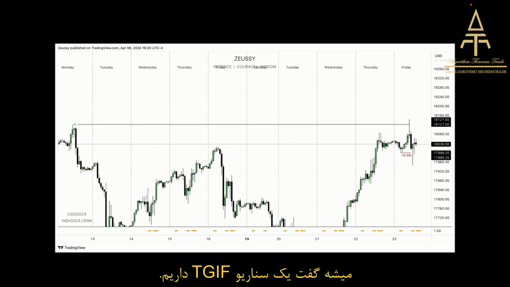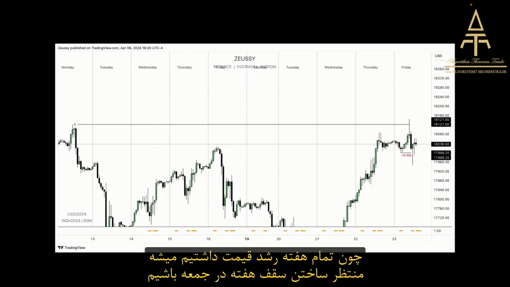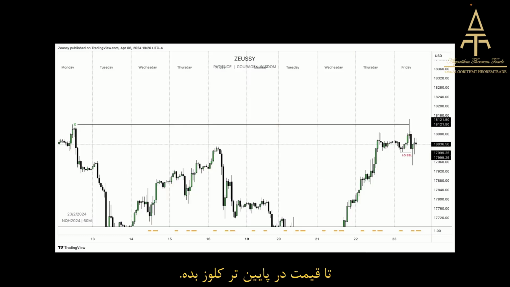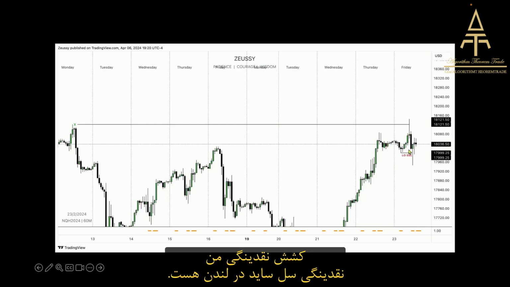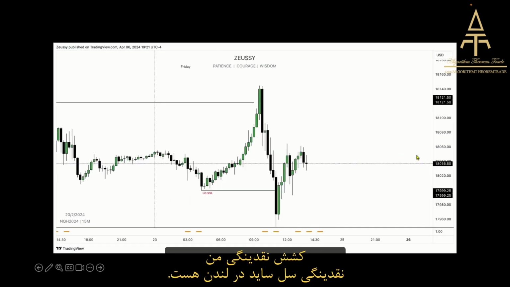Why would this occur? Because this was a thank God it's Friday scenario, where the weekly expansion was to the upside, so we can anticipate Friday to form the high of the week and to close lower. My drawn liquidity was the London sell-side liquidity.